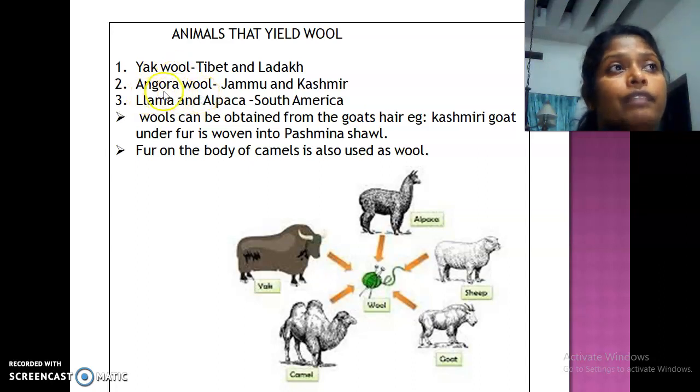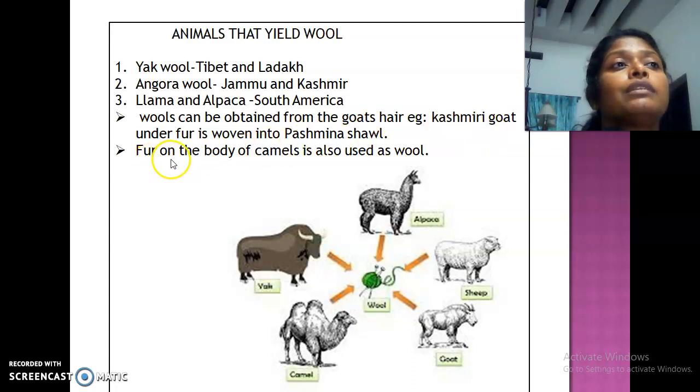Angora wool is here, that from Angora goats which are present in Jammu and Kashmir. Llama and alpaca are found in South America. So wool can be obtained not only from the yak or goat, it is also obtained from camels. One of the Kashmiri goats gives us the pashmina shawl.